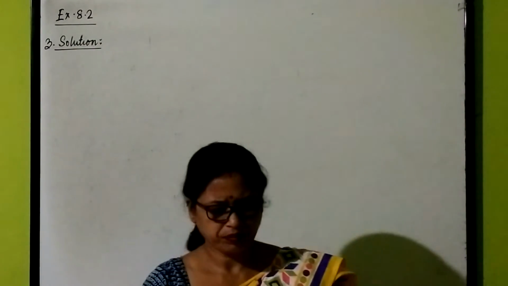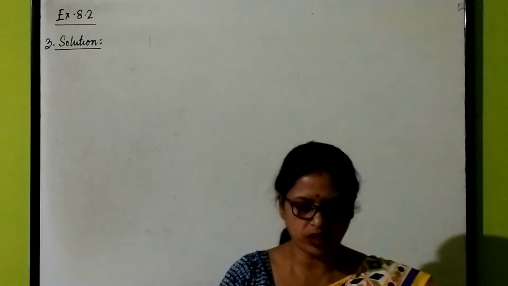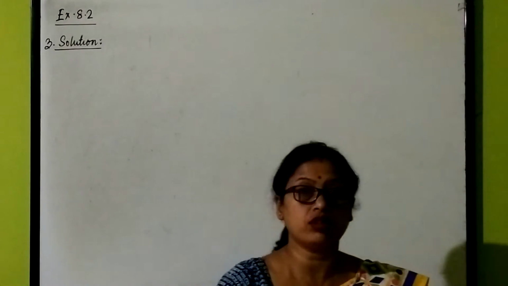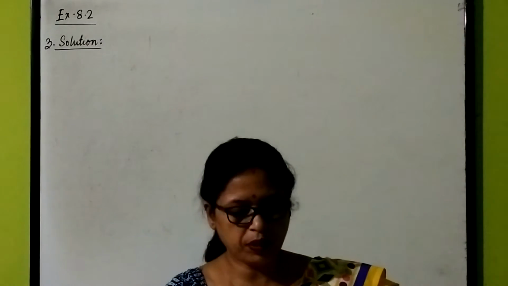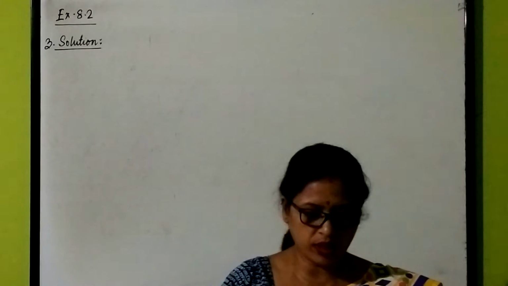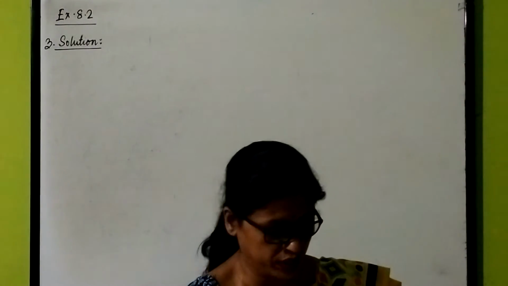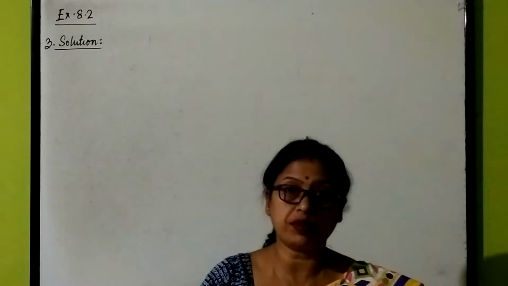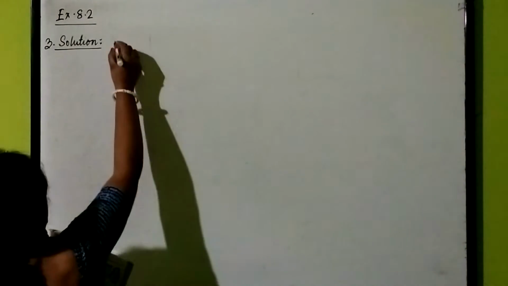A shopkeeper buys 80 articles for rupees 2400 and sells them for a profit of 16%. This type of question you have done in class 7, in chapter number 9. A shopkeeper buys 80 articles for rupees 2400 and sells them for a profit of 16%. Find the selling price of one article. Okay, question number 3.